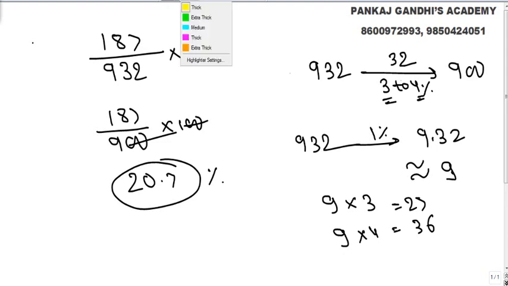I repeat what I said. The question asked was 187 upon 932. We have made the denominator a round figure, 900.